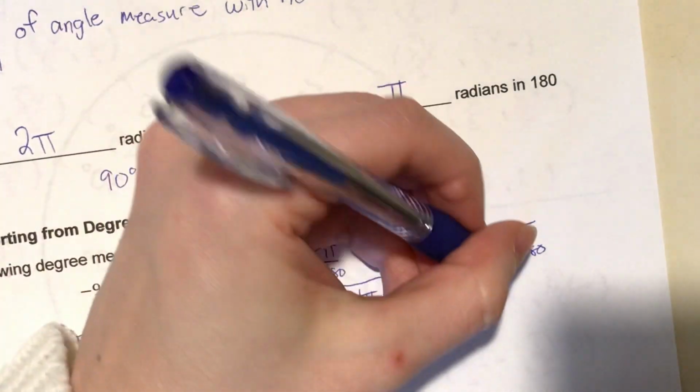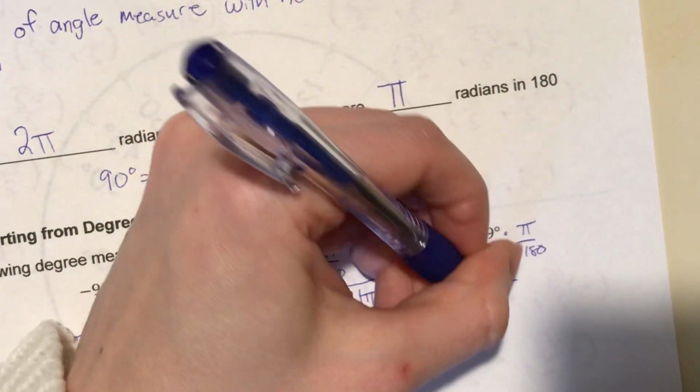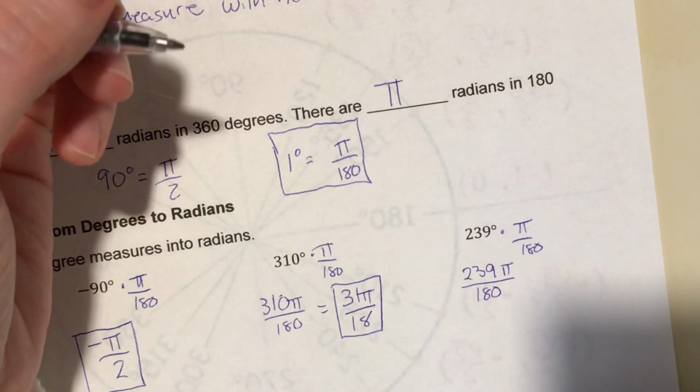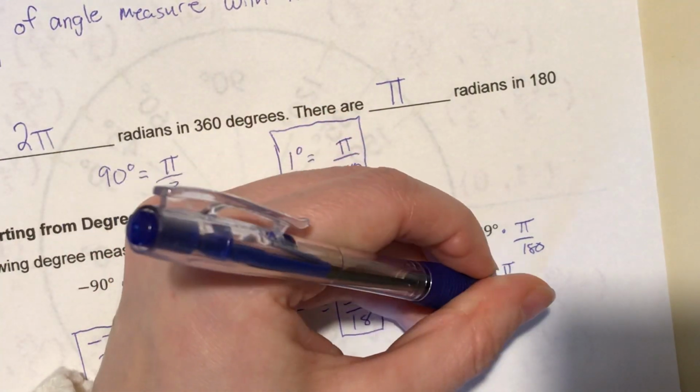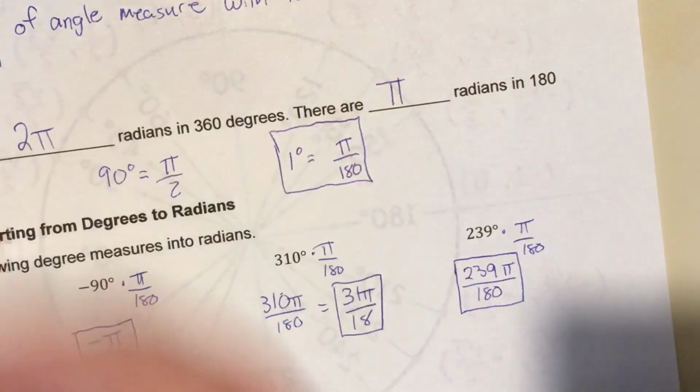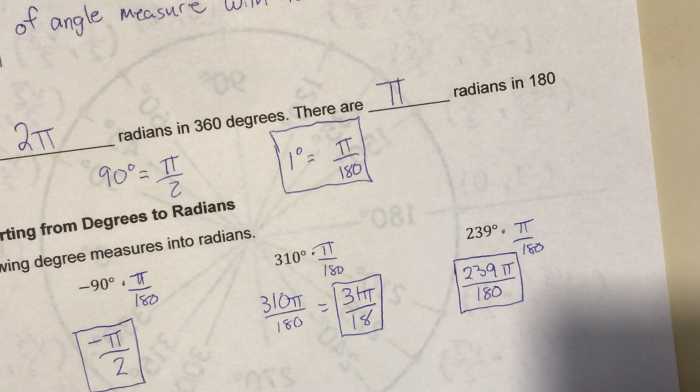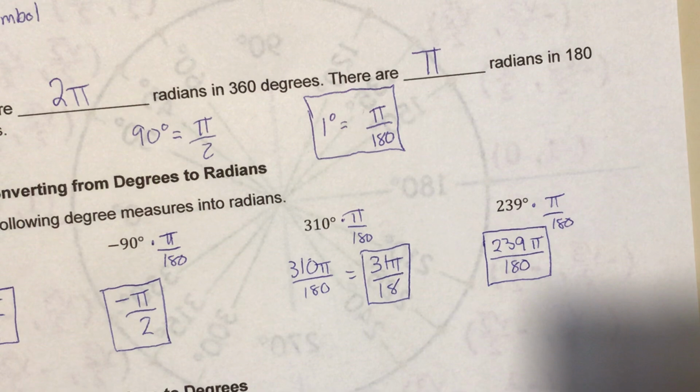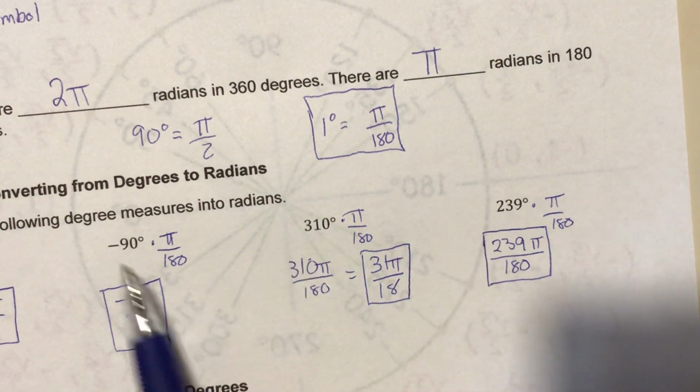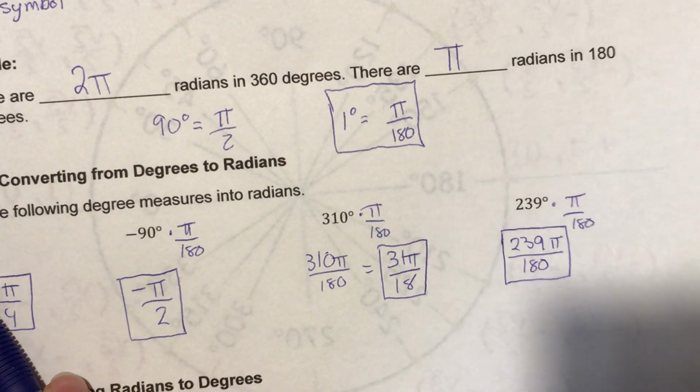We get 239 pi over 180. And that is unfortunately something that doesn't simplify, so that is our number of radians, 239 pi over 180 radians. At this point, you're probably going, why is this at all useful? These are much simpler measurements.